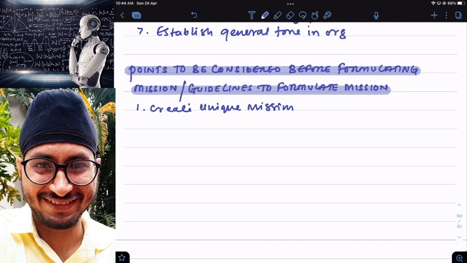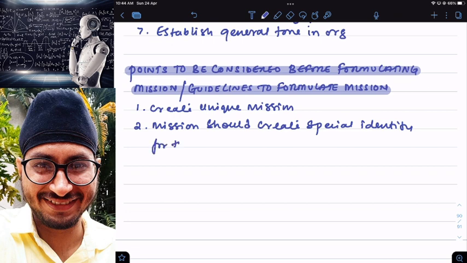Next, mission should create a special identity for the organization. Whenever you are creating a mission, your mission should be so unique that it creates what? That it creates a special identity for your business.